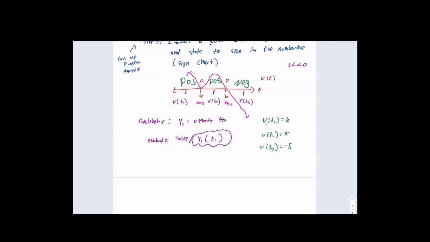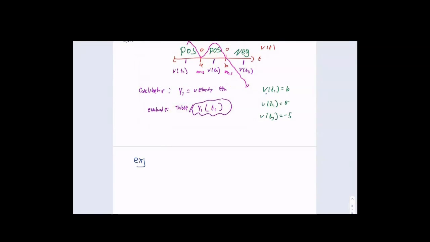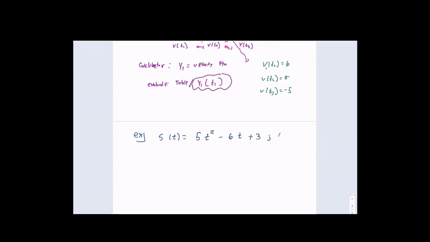Let's do an example. And I'm just going to give you, we'll do SD. So S of t equals 5t squared minus 6t plus 3. And it says t is greater than or equal to 0. Now this problem right here could have implications. So the fact that t is greater than or equal to 0 kind of does apply.